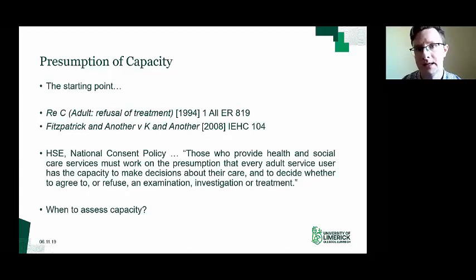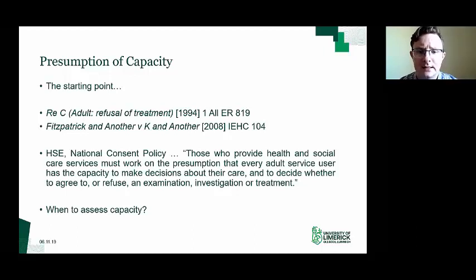It's also recognised in the HSE National Consent Policy, where the extract on the current slide says that those who provide health and social care services must work on the presumption that every adult service user has the capacity to make decisions about their care and to decide whether to agree to or refuse an examination, investigation or treatment. I did mention that this presumption of capacity is a rebuttable presumption, and a capacity assessment will often take place where a trigger exists, and this term trigger is the language that's used in the HSE National Consent Policy.